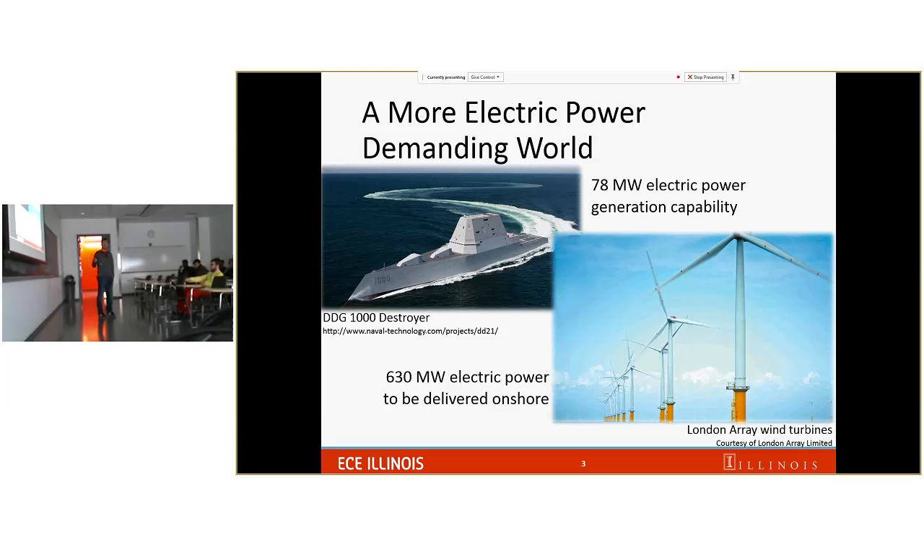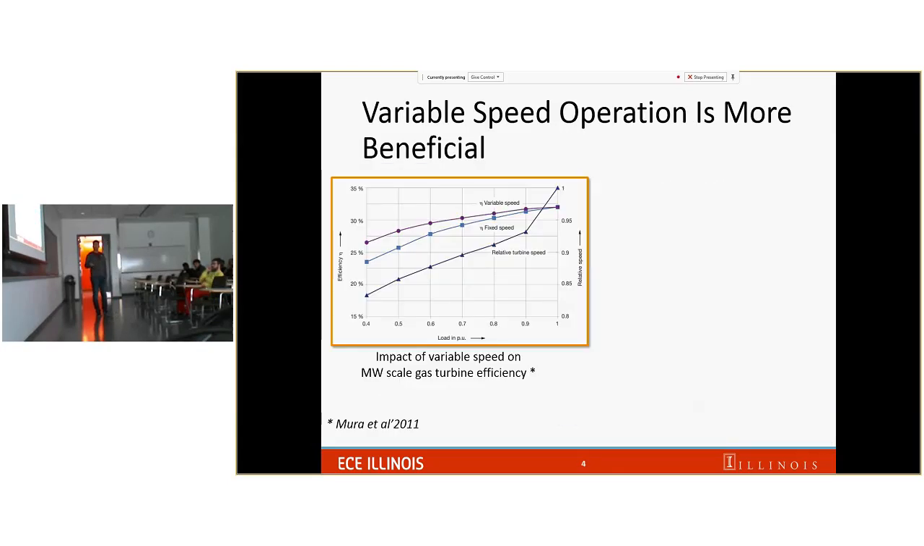So what is the common theme between these two applications? The common theme I want to bring up is both of them will be improved if we allow the generator to operate at variable speed. For example, in ship application, the electricity is generated by the gas turbine. And most of the time, the ship doesn't operate at 100% of the rated power. So the load could go to maybe 0.4 per unit.